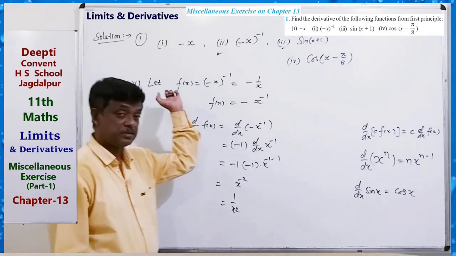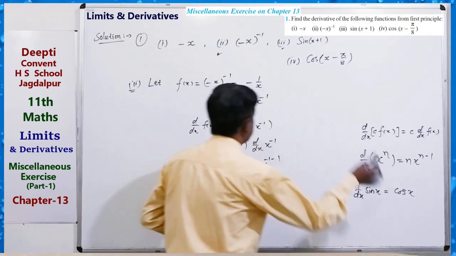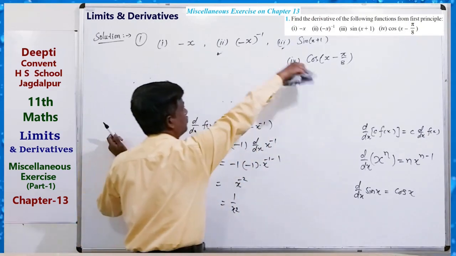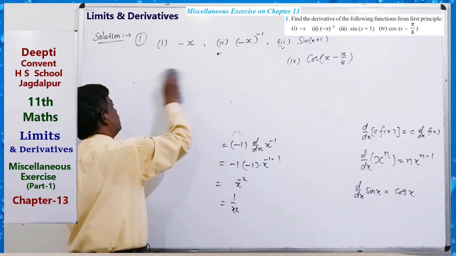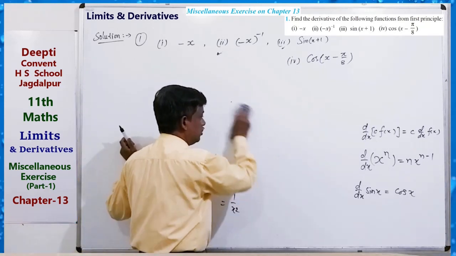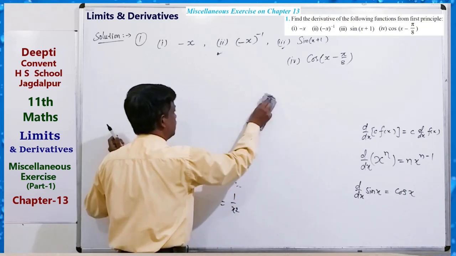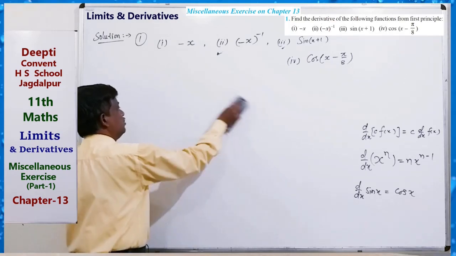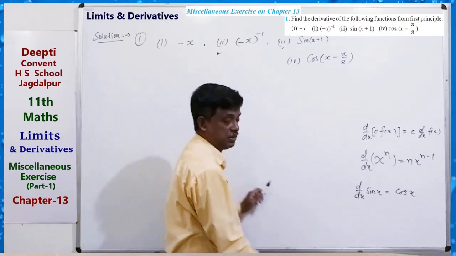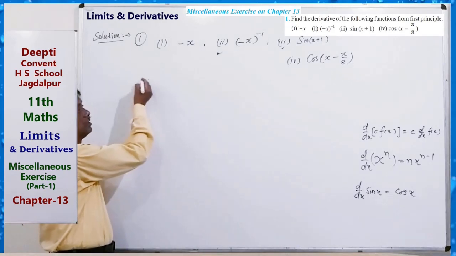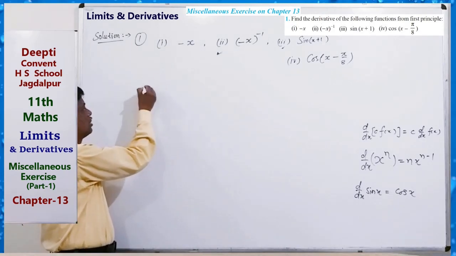So first principle is a different thing. Here, for finding either of these two, we can use the trigonometric formula with the first principle method. Whenever we have a new type of function, we will use the first principle method. Okay. Here take the third question, or the fourth also can be taken.